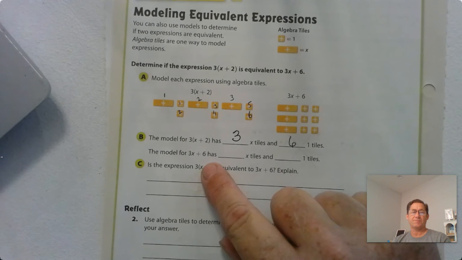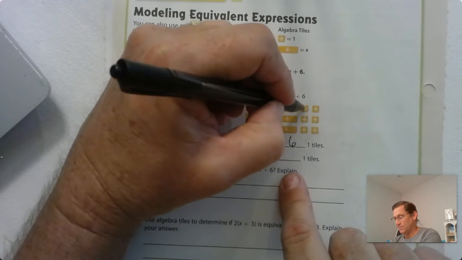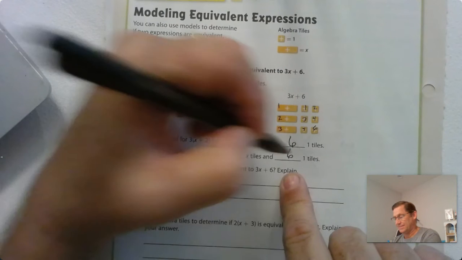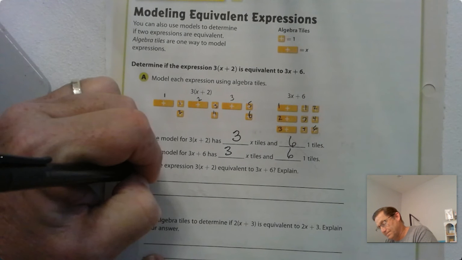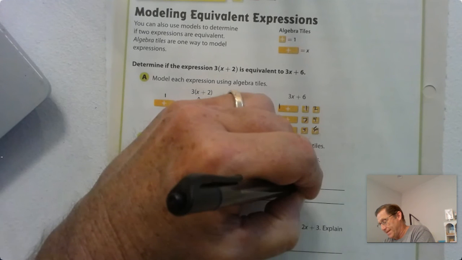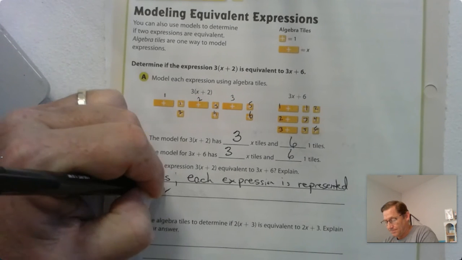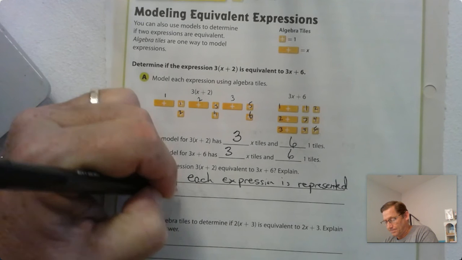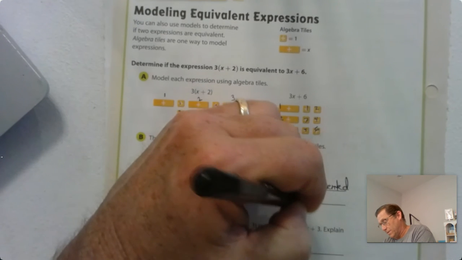The model for 3x plus 6 has 1, 2, 3 x tiles, and it has 1, 2, 3, 4, 5, 6 1 tiles. So is the expression 3 times the sum of x and 2 equivalent to 3x plus 6? Yes. Why? Because each expression is represented by 3 x tiles and 6 1 tiles.